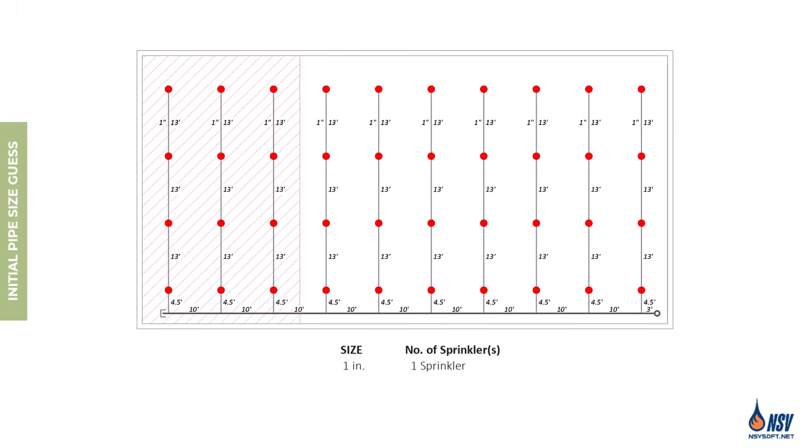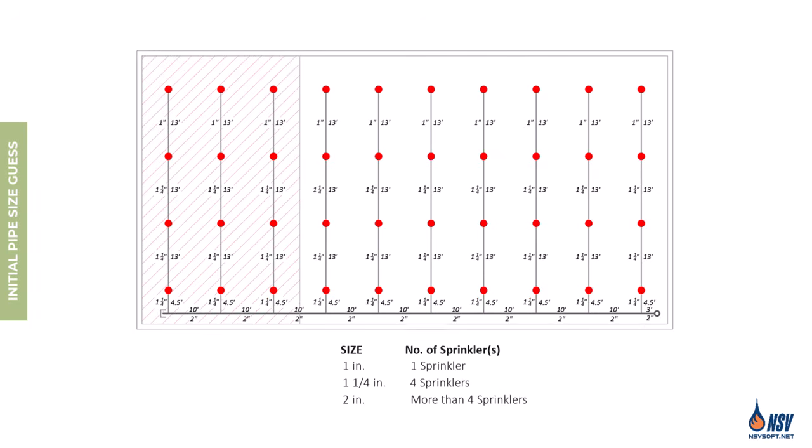Pipes feeding a single sprinkler will be 1 inch in diameter. Pipes feeding up to 4 sprinklers will be 1¼ inches. Pipes feeding more than 4 sprinklers will be sized at 2 inches. Additionally, we'll assume a 4-inch diameter for the riser.